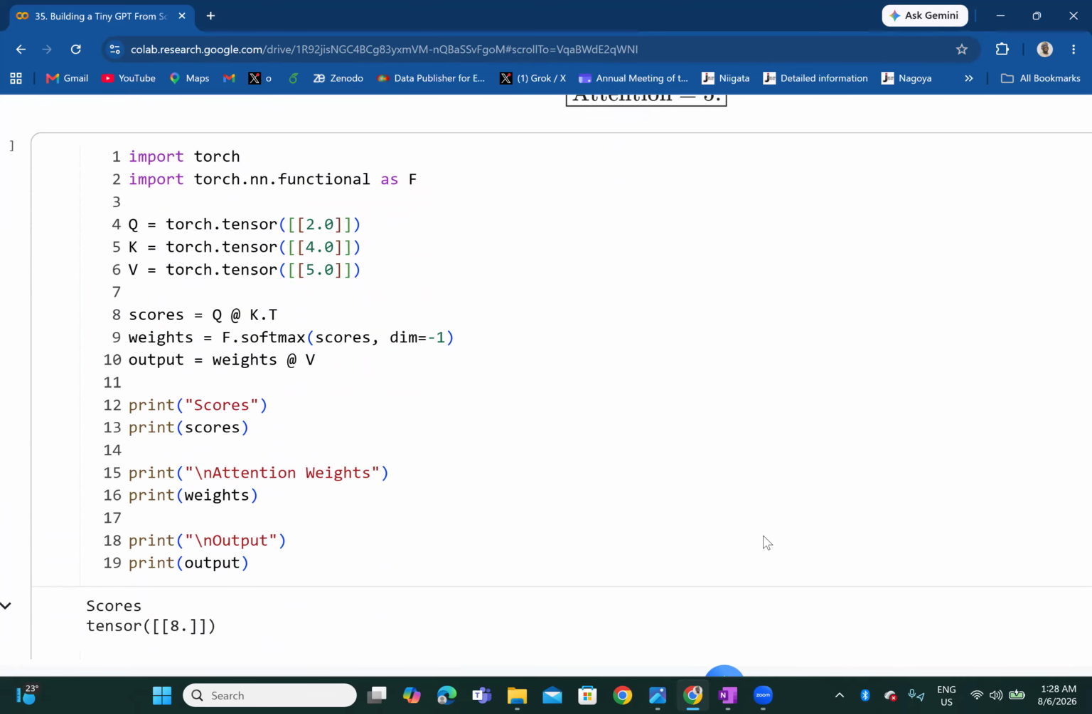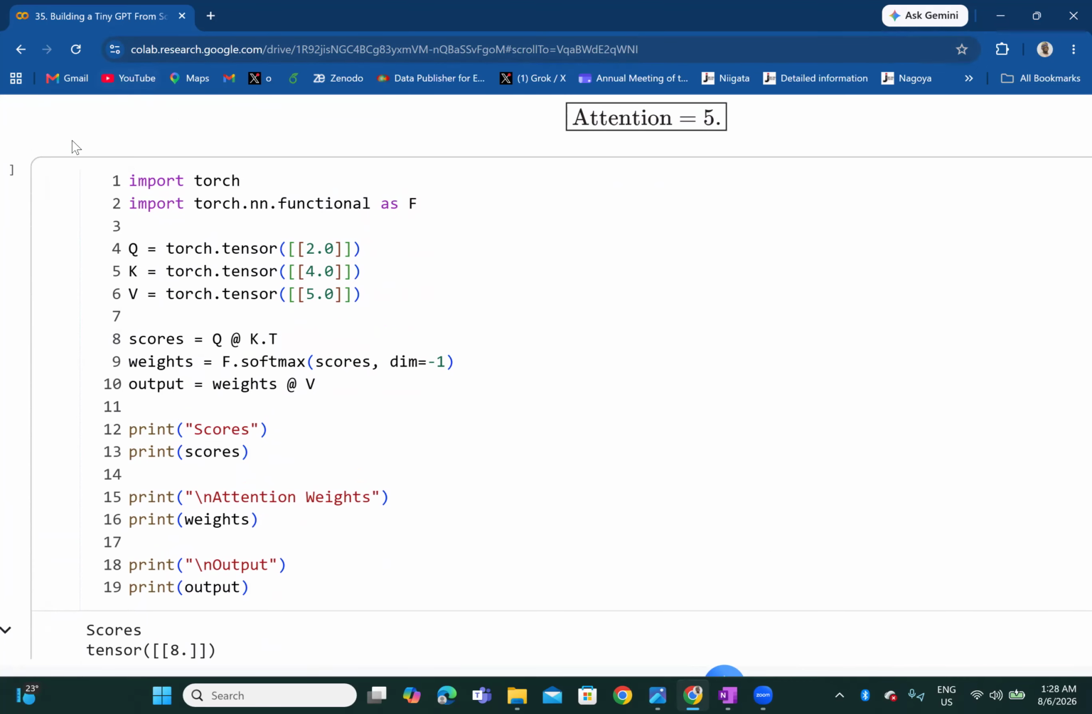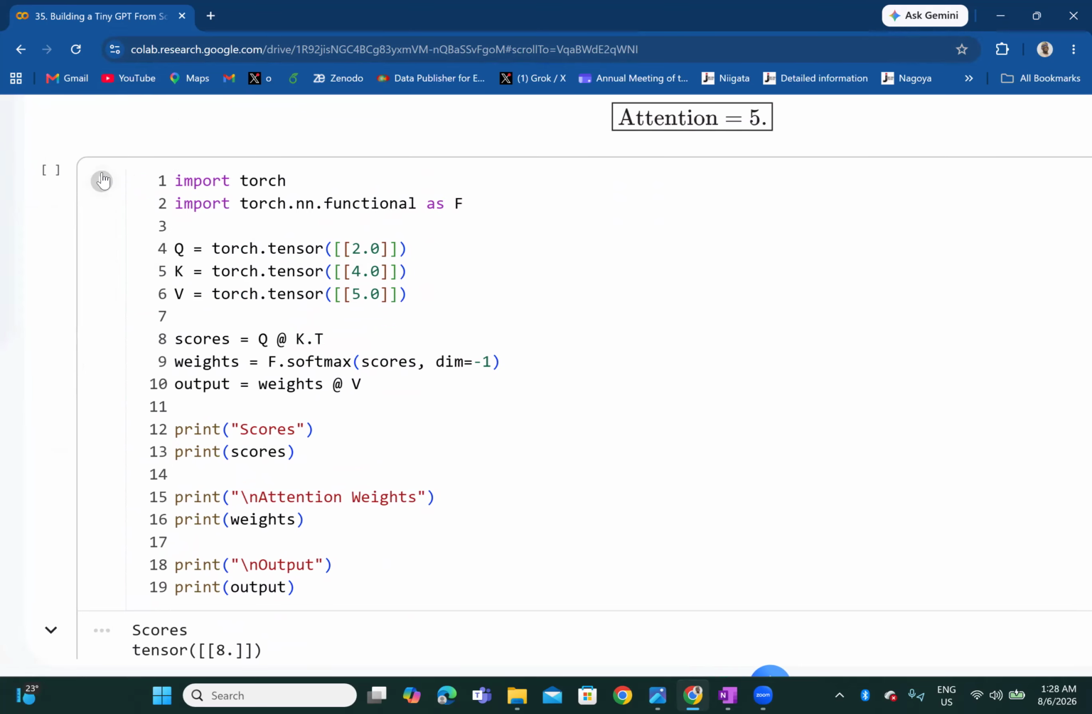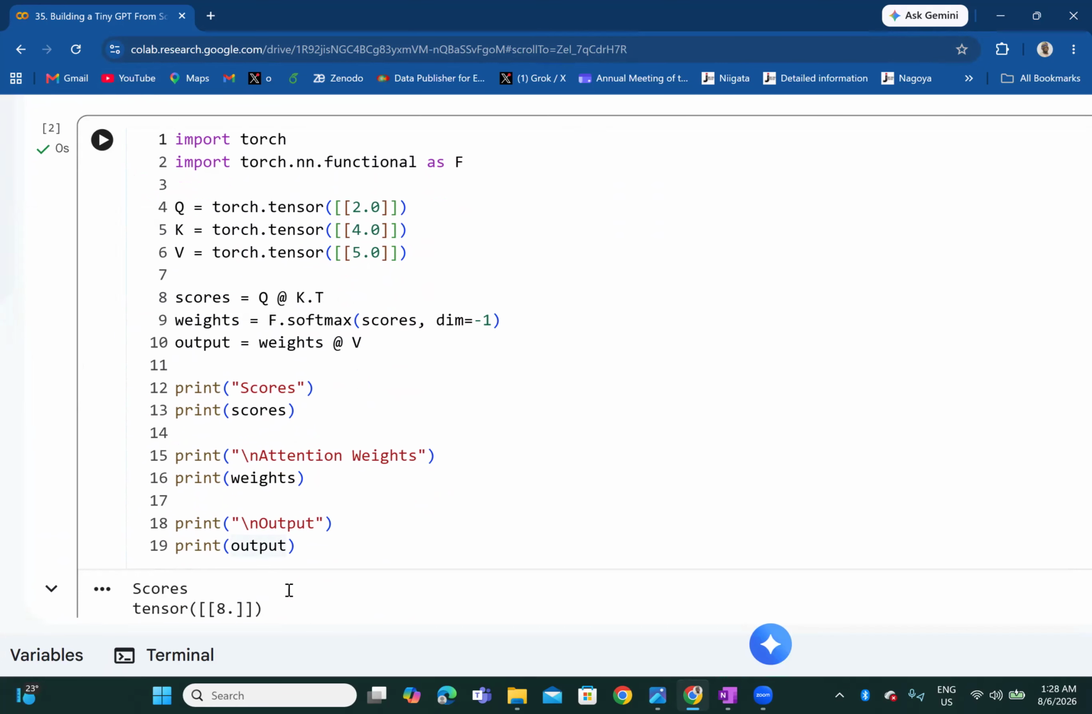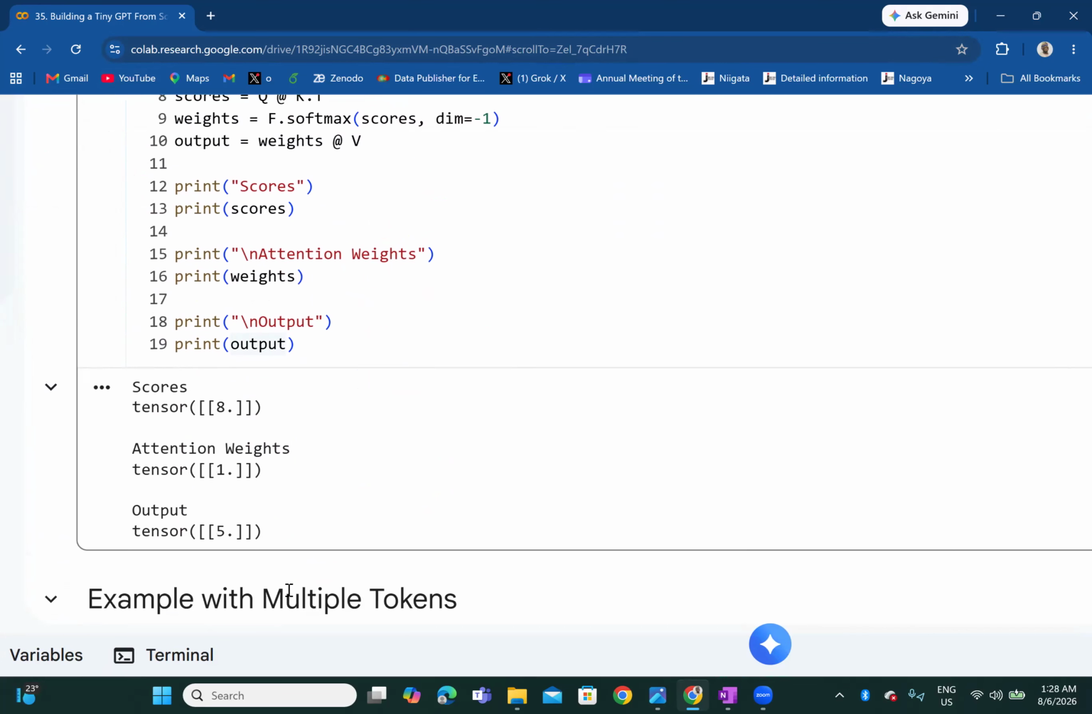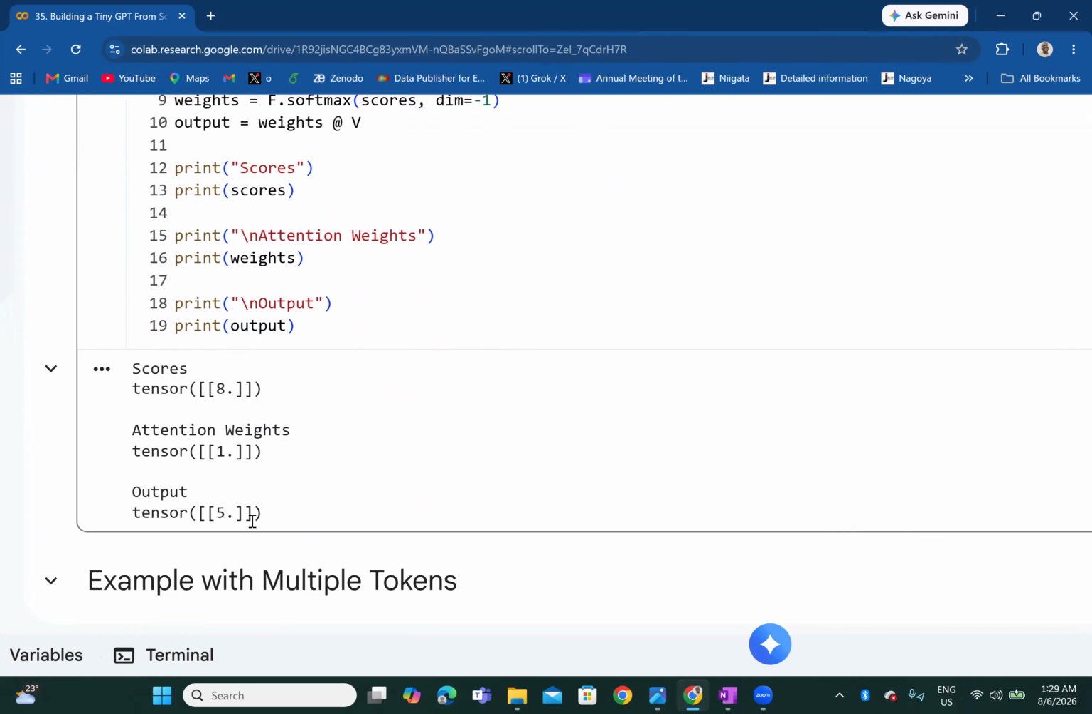And then you can do that using PyTorch. So you import torch like this. Then you import torch.nn.functional as F. So you have Q, K, V with 2, 4, 5 like that. So you have the scores, which is Q times K transpose. You have the weights, which is just 1 in this case because it's just one word. So at the end of the day, you have tensor score, that's 8. Attention weight is 1. That's the probability you get. And then you have the output tensor, which is 5 in that situation.